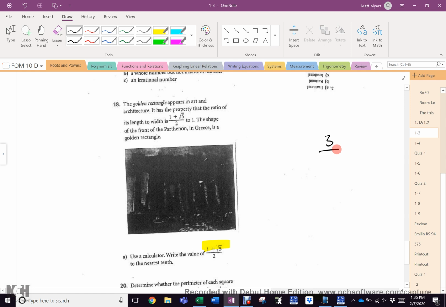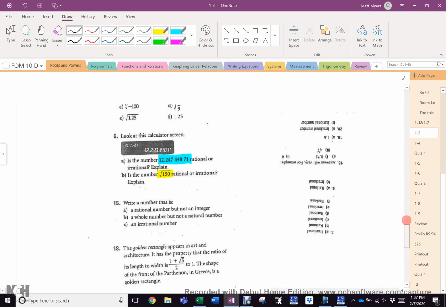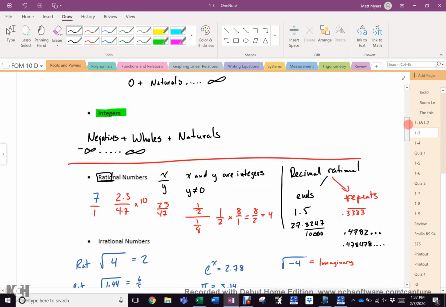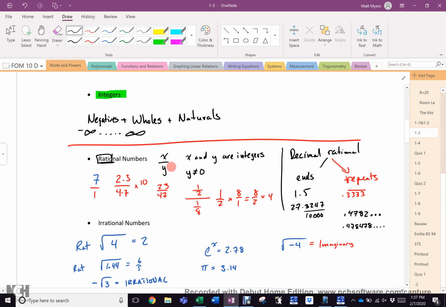No. An integer divided by an integer is a rational number, because that's not addition. Any integer divided by another integer is rational. Yes, as long as the denominator isn't 0. Because that's what we wrote right here, remember? Rational numbers, x over y, as long as x and y are integers. But y can't be 0, because we can't divide by 0, because that's infinity. And it doesn't exist. It's in our notes, under rational numbers, when I explained what a rational number is.